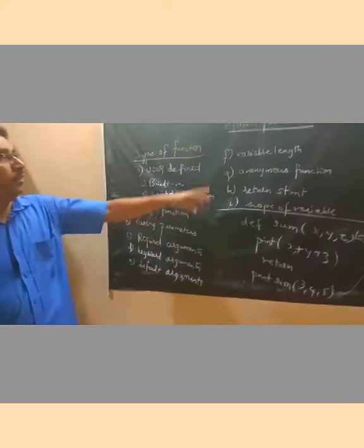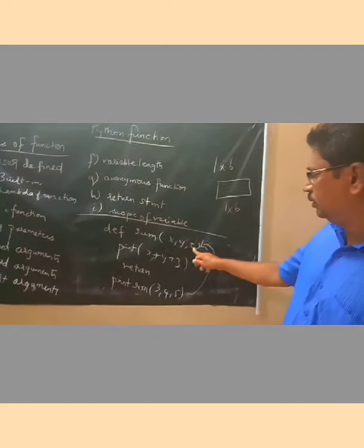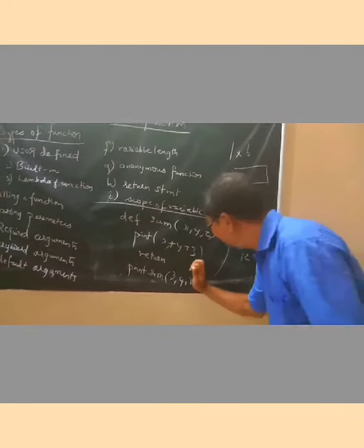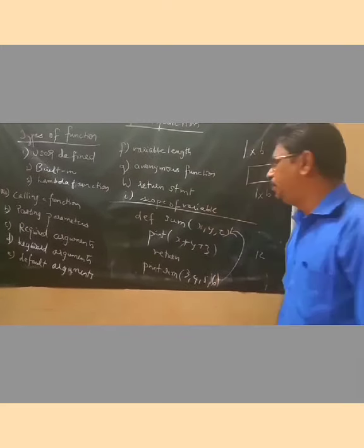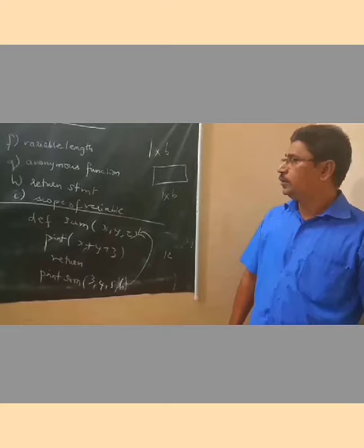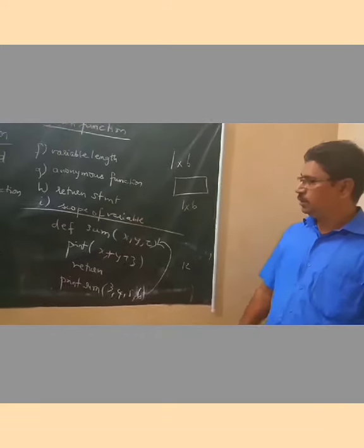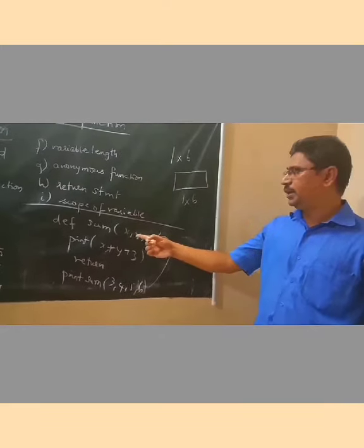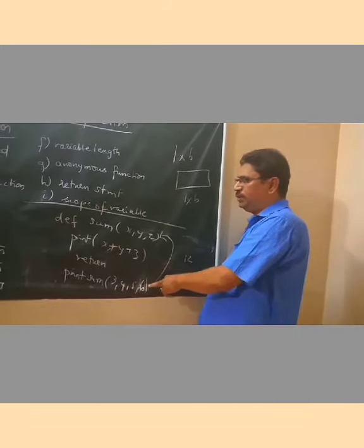This is called variable length. Suppose here I have given 3 parameters, and here I have given 4 numbers. What will be the output of the program? The output will show an error. Why will it show an error? Because here the parameters are x, y, z, but there are 4 values.